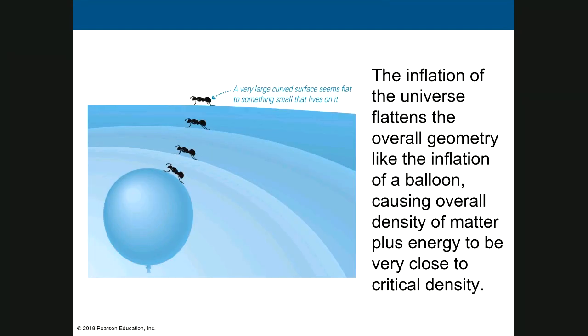All right. So the inflation of the universe flattens the overall geometry, like the inflation of a balloon will cause. You'll notice that you have this ant on a balloon. As the balloon gets bigger, it can appear flat. All right. And the curvature we see in space-time is due to mass, local masses in galaxies causing ripples in this overall flat space-time. Okay?